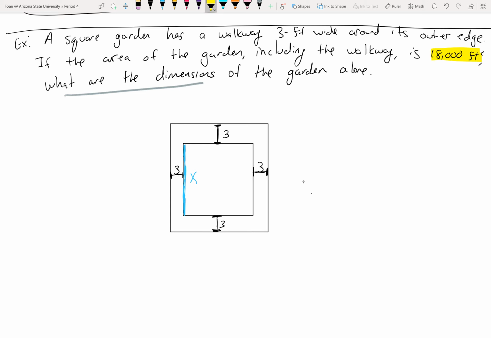18,000 square feet. And what does that represent? Area of the garden, including the walkway. So that 18,000, visually, I would not mark this up because it's going to make your paper messy, but I'll just do it for our notes, and I'm going to erase it. That 18,000 represents all of this stuff here. Would you guys agree? Yes.